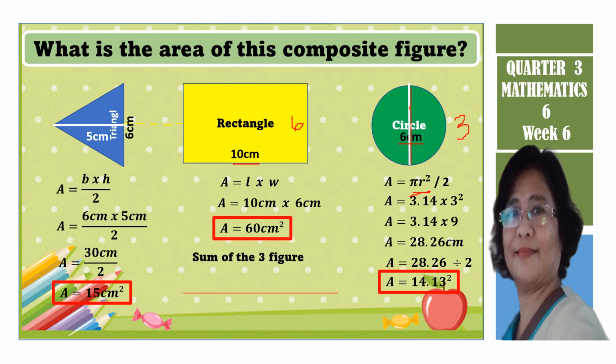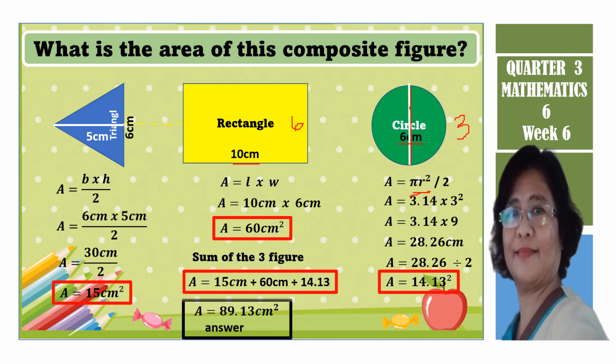Now, we are going to combine all of this. So, what is the sum of the three figures? For the triangle, we have 15 centimeter. And for the rectangle, we have 60 centimeter. And for the half circle, we have 14.13. So, altogether, the answer is 89.13 centimeter squared.